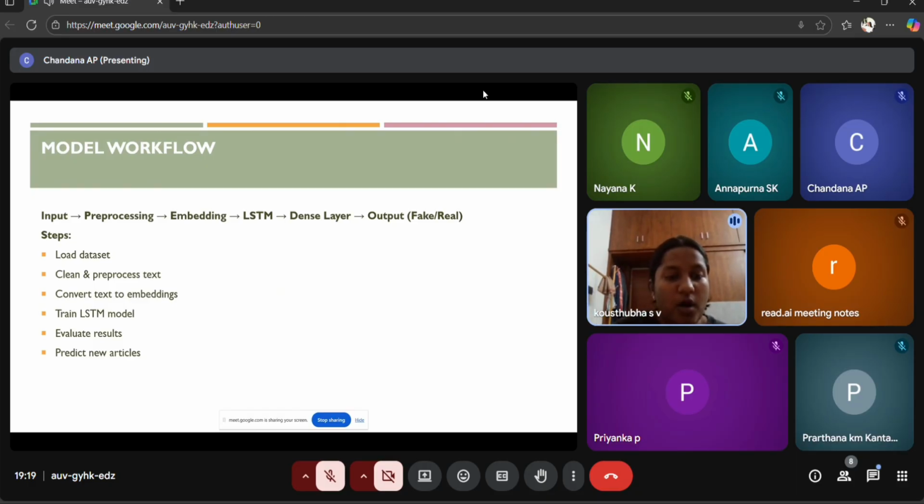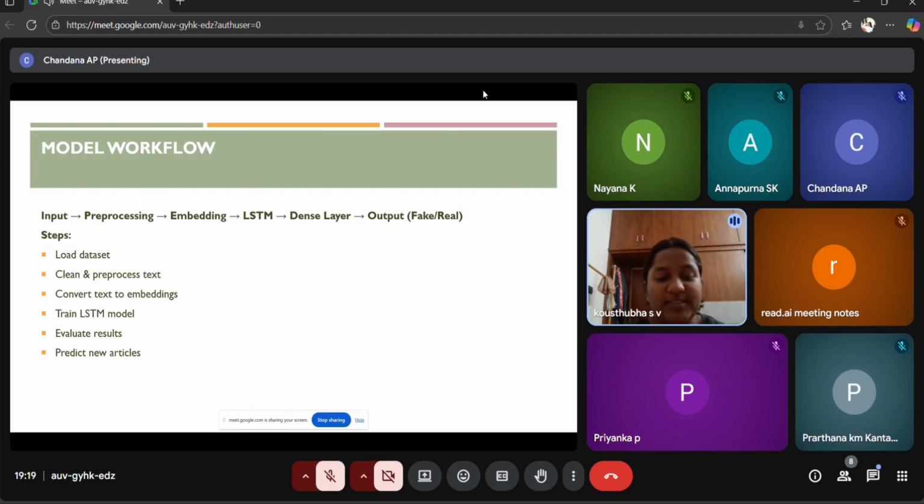In this model workflow, our workflow begins with data collection. We obtain our dataset from Kaggle, which contains a balanced mix of both fake and real news articles. Once the data is collected, we move on to pre-processing. This is a crucial step because raw text often contains noise such as punctuation marks, stop words, and unnecessary symbols. We clean the text, remove the stop words, and perform lemmatization to reduce the words to their root form.